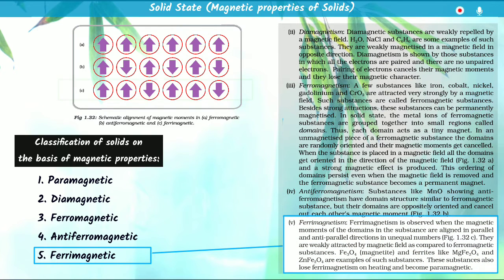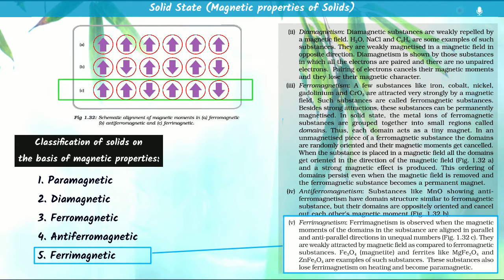Ferrimagnetic solids also have domains, but in this case some domains are parallel to each other and some are anti-parallel. That means among these domains, some are in the same direction and some are in opposite directions. In the presence of a magnetic field, they are attracted by that external magnetic field, but the strength of this attraction is not as strong as ferromagnetic substances. Some examples are magnetite, ferrites, etc.